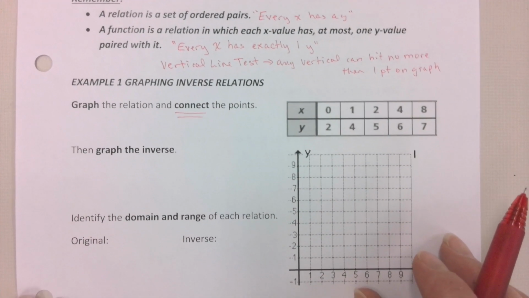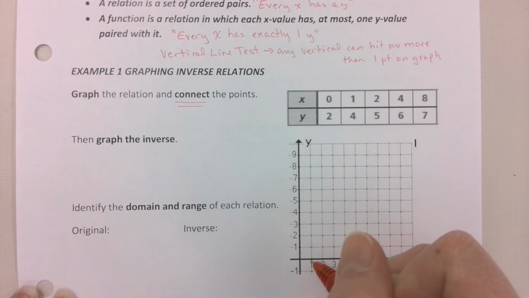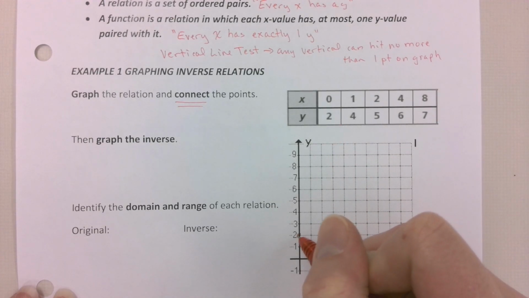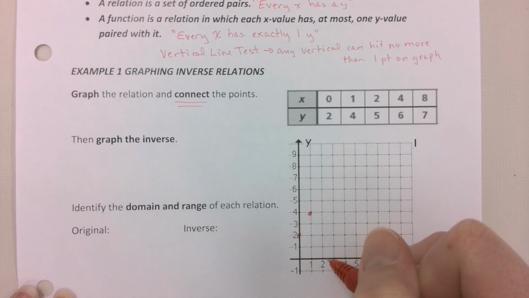So go ahead and just take a second and let's graph these points. So we go to 0, 2, so 0, 2, plot a point, 1, 4. You're going to notice that this is not linear.